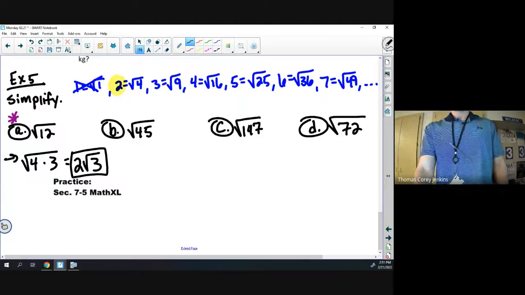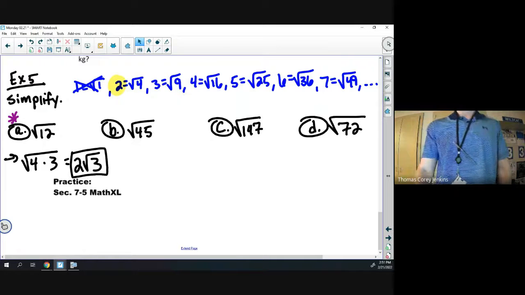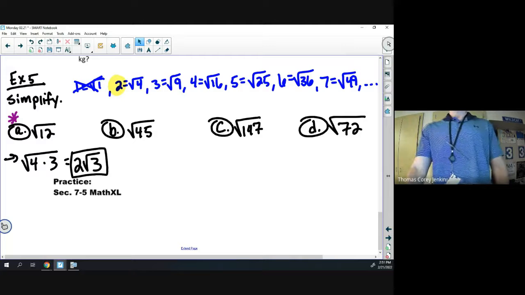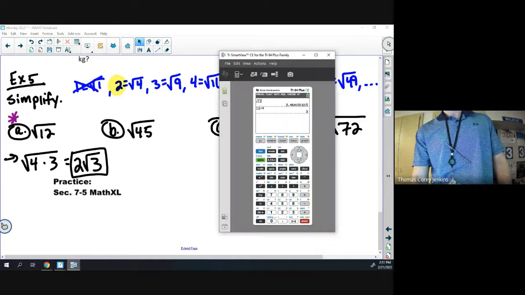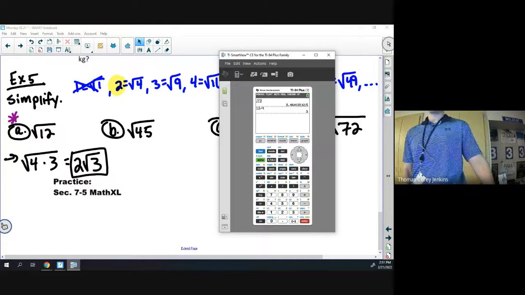Okay. Now, you want to check a couple of things when you think you have your answer. One is, can what's under the radical be simplified? And the answer here is no. The only perfect square that goes into 3 is 1, which goes into everything. Okay, so we're good there. The second part is, is 2 square roots of 3 equal to the same thing that the square root of 12 is? Okay.